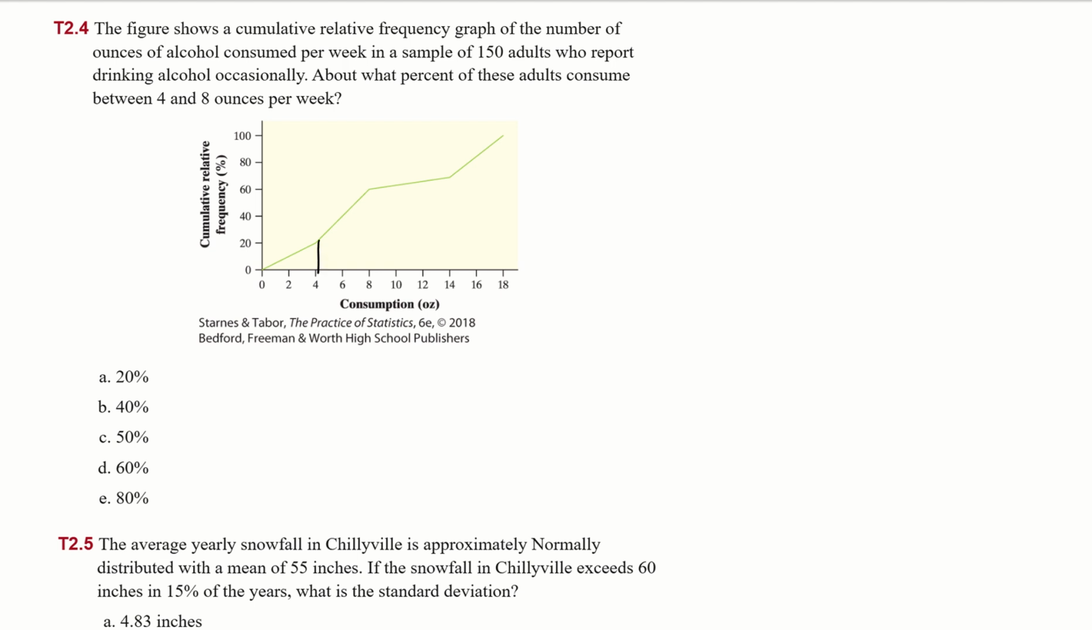So here we got 4 ounces, which is about 20%, right? And we got 8 ounces here, which is about 60%. And remember, the 60% is from 0 all the way to there, right? And then 20% is from 0 all the way to there. Well, then that means the percentage in between has to be 60 minus 20, right? Those are consuming between 4 and 8. So 60 minus 20 is equal to 40%.